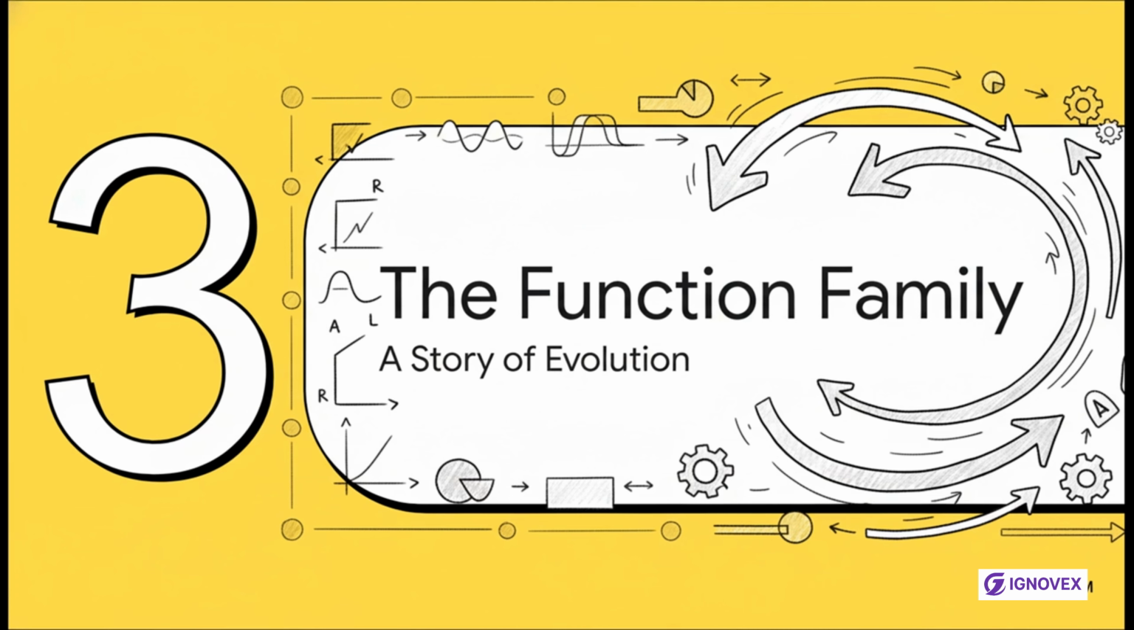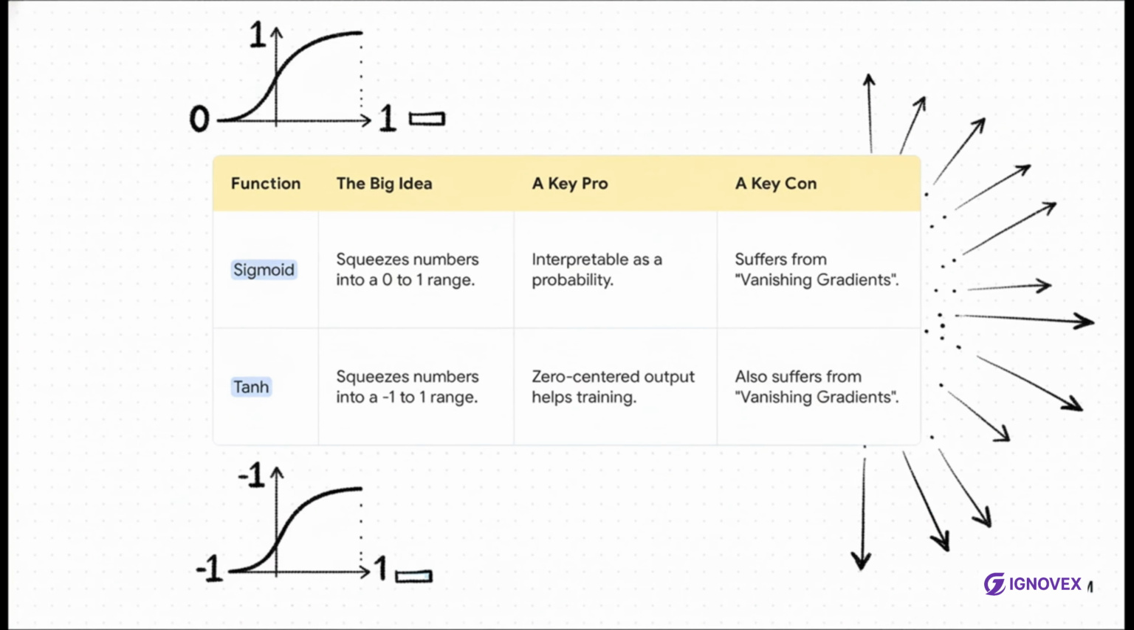Not all activation functions are the same. In fact, their history is this really cool story of evolution, where each new function was basically an attempt to fix the problems of the one that came before it. So back in the day, we had the classics, Sigmoid and Tanh. The big idea was pretty simple. Take any number, no matter how big or small, and just squeeze it into a nice, predictable range.